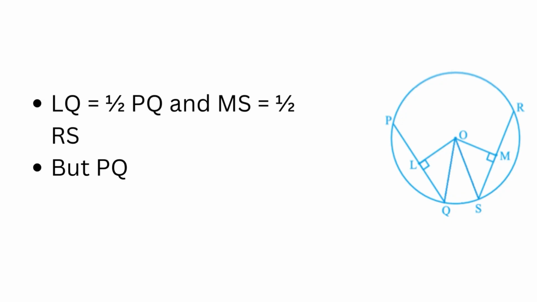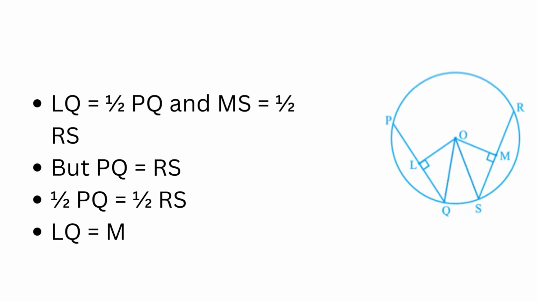What we know? PQ equal to RS. It is given. If PQ equal to RS, half of PQ equal to half of RS. But what is the value of half of PQ? That is LQ. What is the value of half of RS? That is MS. So, students, LQ equal to MS.